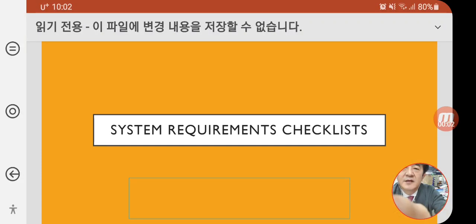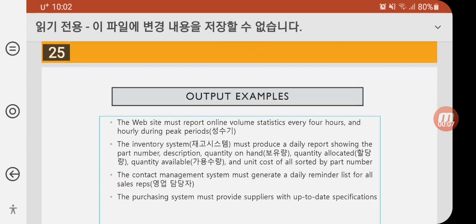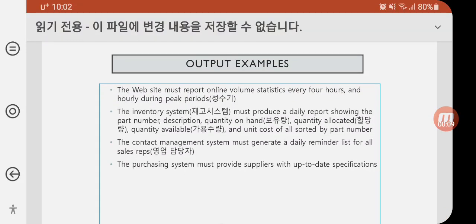Now we study system requirements. Output examples. The website must report online volume statistics every 4 hours and hourly during peak periods.